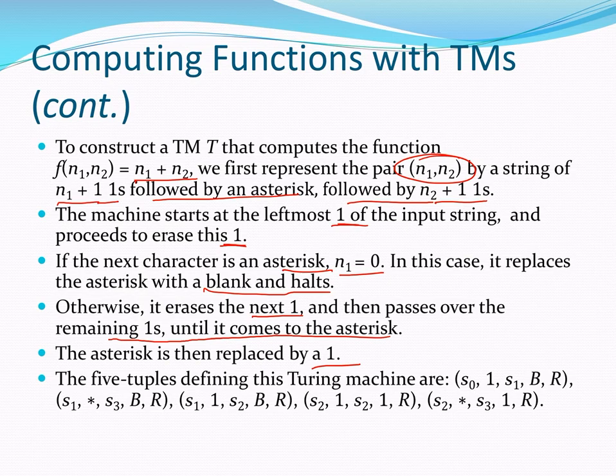All right, so here are the 5-tuples that define this machine. And so the student should verify what happens with various different inputs. If I want to add 1 and 2, what does that look like? If I want to add 0 and 4, or add 5 and 1 with my Turing machine, what does it look like?